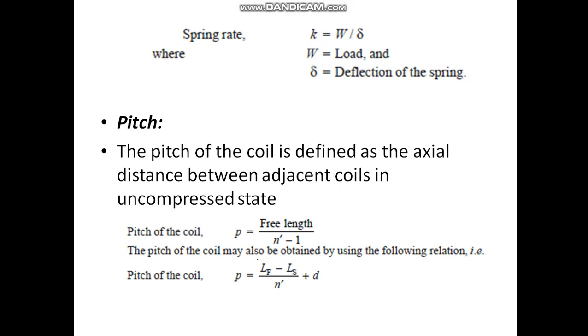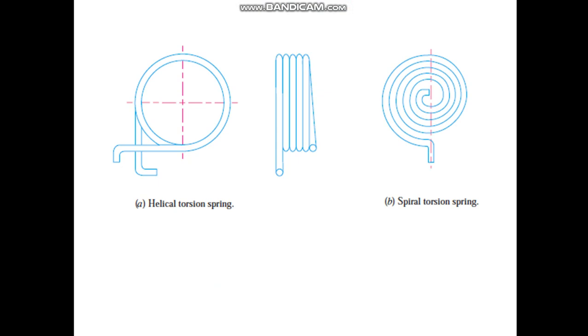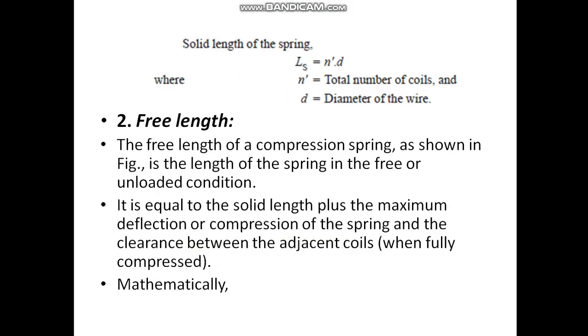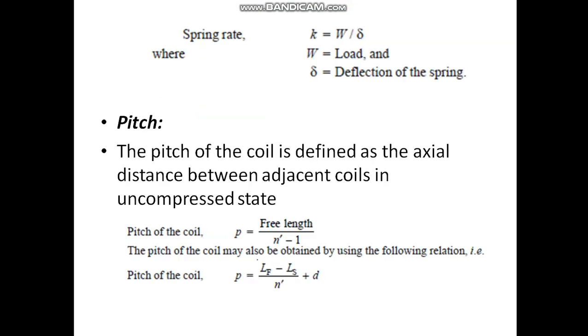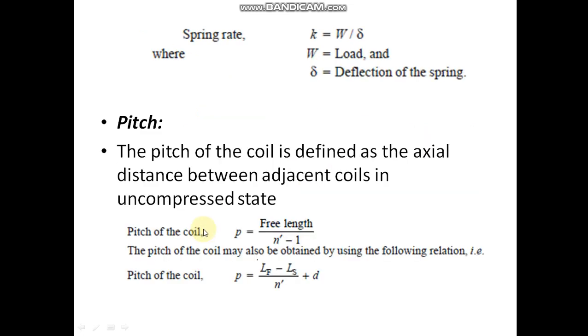In the previous part we have discussed some of the applications, some of the types and some important terms used in compression springs, and we were discussing about the spring index, which is written as C, which is D by d, and spring rate, that is load upon deflection.